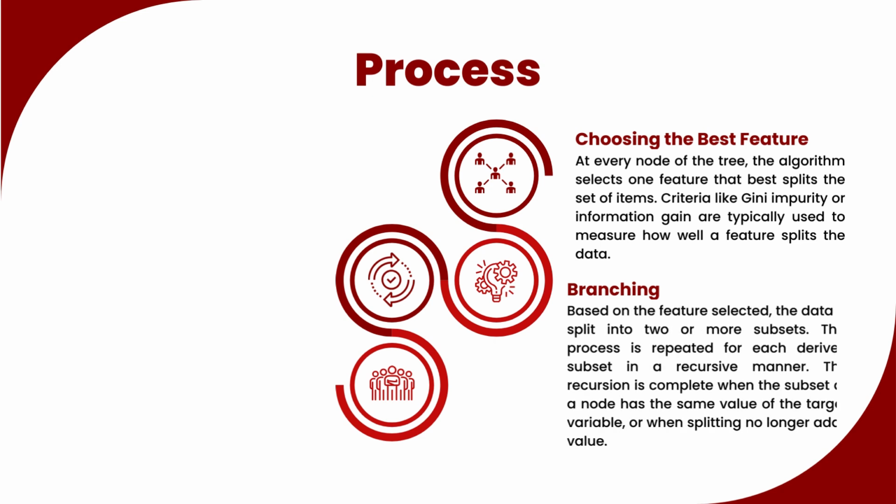Branching: based on the feature selected, the data is split into two or more subsets. This process is repeated for each derived subset in a recursive manner. The recursion is complete when the subset at a node has the same value of the target variable, or when splitting no longer adds value.